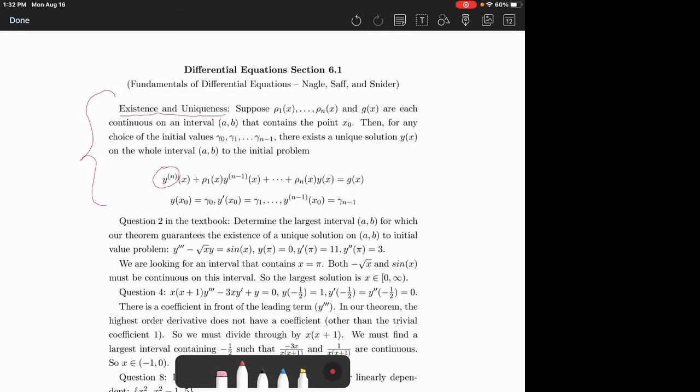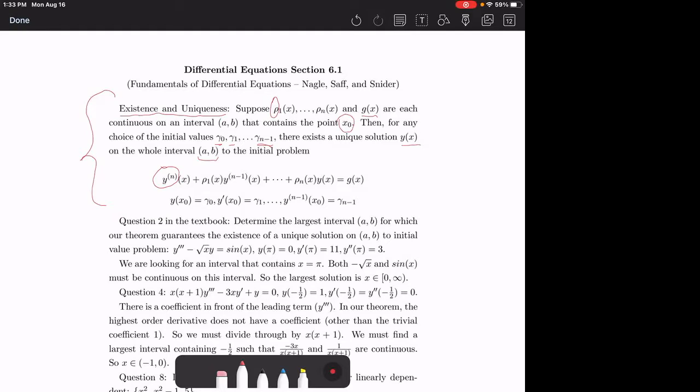So suppose that rho 1 through rho n, this little p looking Greek symbol is called rho, rho 1 of x through rho n of x and g of x are each continuous on an interval from a to b that contains the point x naught. Then for any choice of the initial values, these little gammas, don't let all the Greek letters throw you off, gamma naught, gamma 1, all the way up to gamma n minus 1, there exists a unique solution y of x on the whole interval from a to b to the following initial problem.